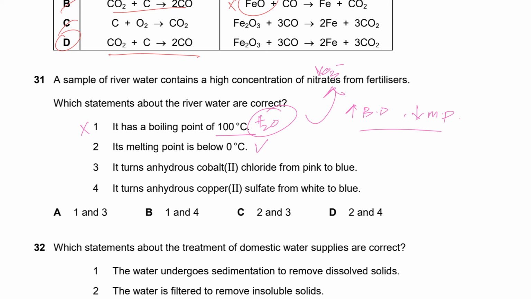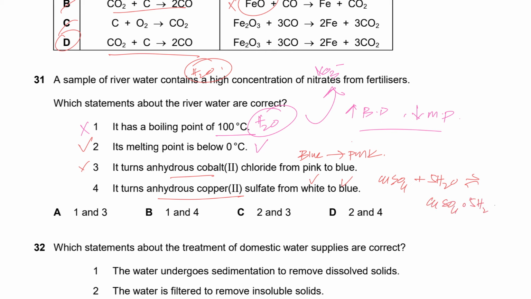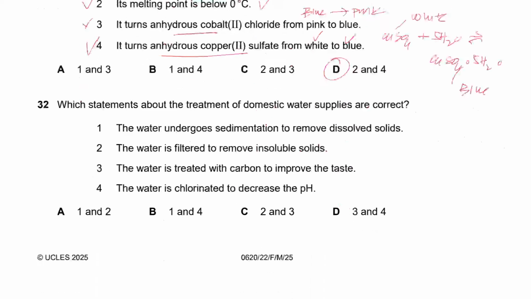It turns anhydrous cobalt 2 chloride from pink to blue. It will react because as long as water is present, it would give you a result with anhydrous cobalt chloride or anhydrous copper sulfate. But remember, anhydrous cobalt chloride is blue, so it'll go from blue to pink, not pink to blue. That's what they do. It's literally a psychological game. And it turns anhydrous copper sulfate from white to blue. Yes, because anhydrous copper sulfate reacts with 5H2O, goes into hydrated copper sulfate. So it's dot 5H2O, and this was white, and that's blue. So that's correct. 1, 2, and 4 are correct. Therefore, I'd go for D.